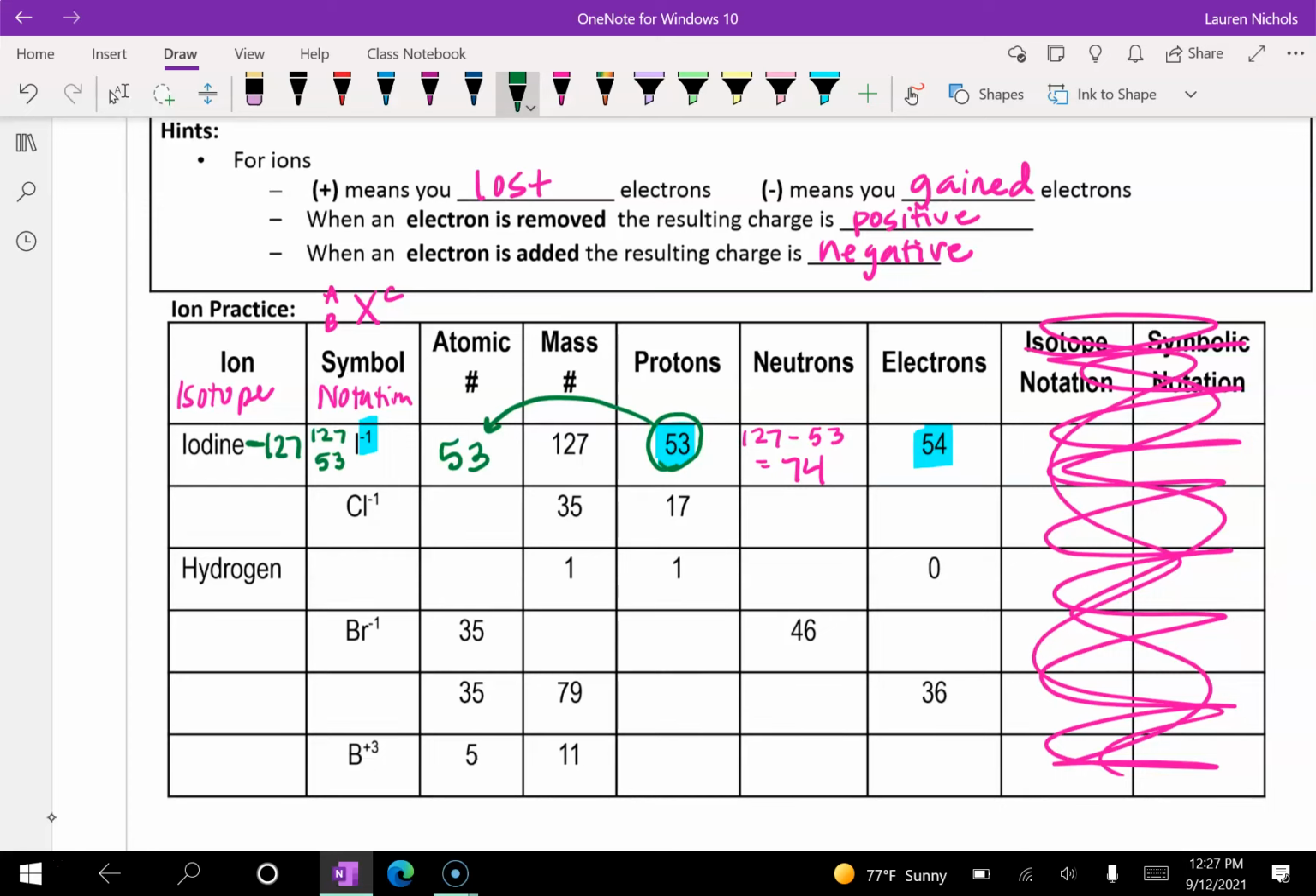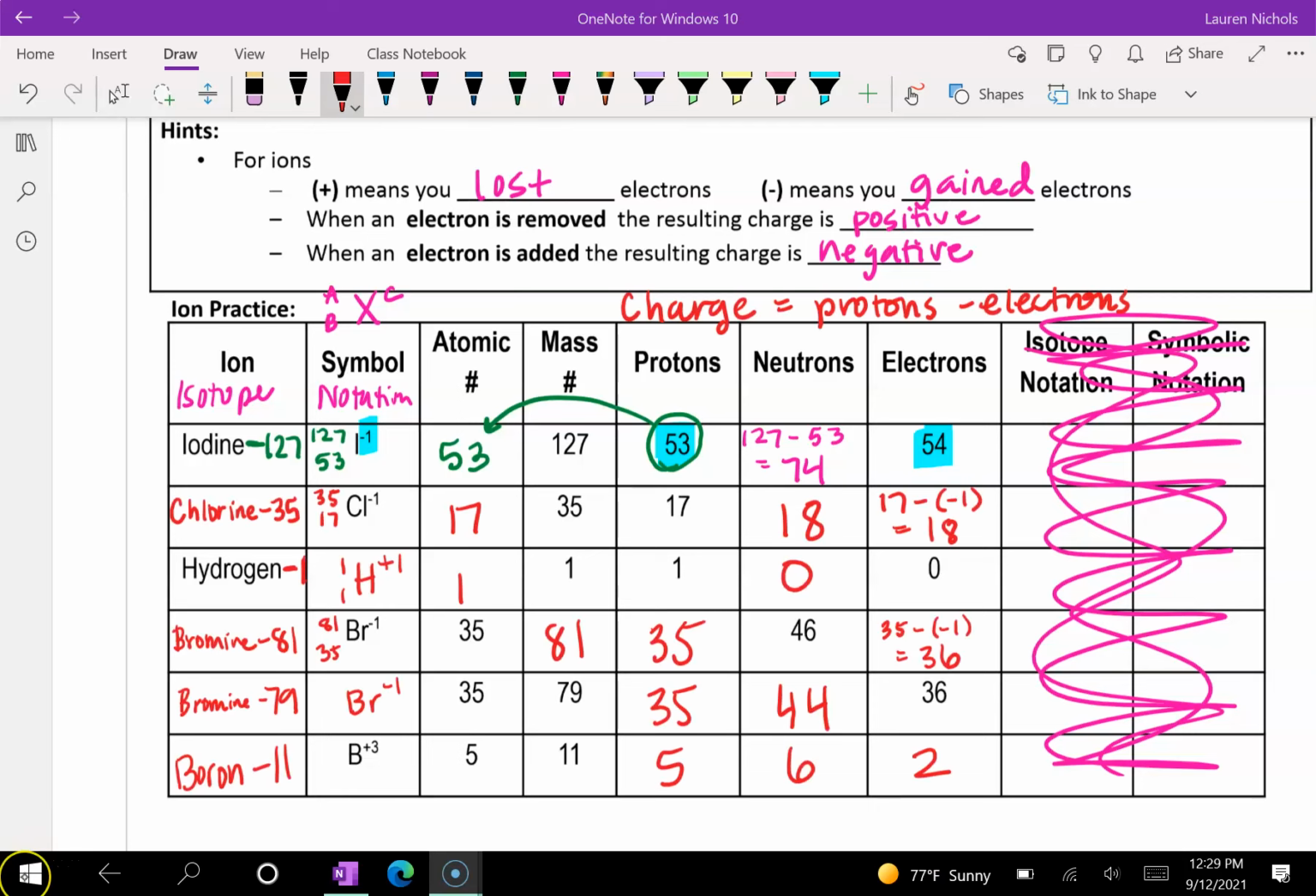So go ahead and pause the video and try and complete the rest of them and press play when you're ready to check your answers. Okay, so you can go ahead and check your answers. You might need to pause to really be able to check over them fully.